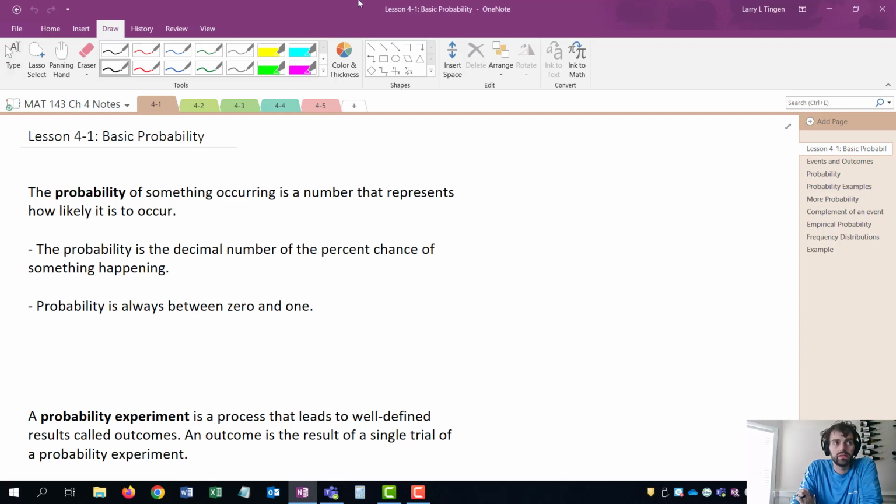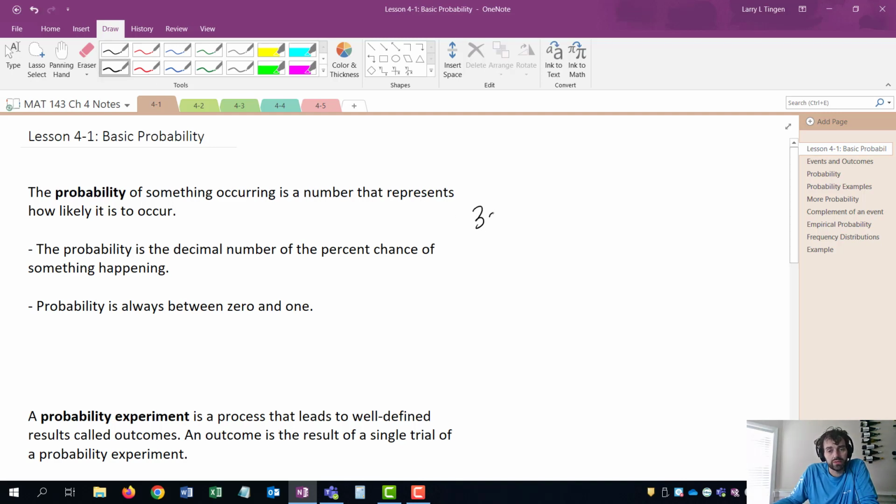All right, we're going on to 4.1 and starting out with basic probability. So what is probability? Well, we just break it down into a simple sentence here. Probability of something occurring is the number that represents how likely it is to occur. Now, people think probability means percent chance, and it does, and it doesn't. So here's the problem. Probability cannot be a percentage. Probability has to live between 0 and 1.